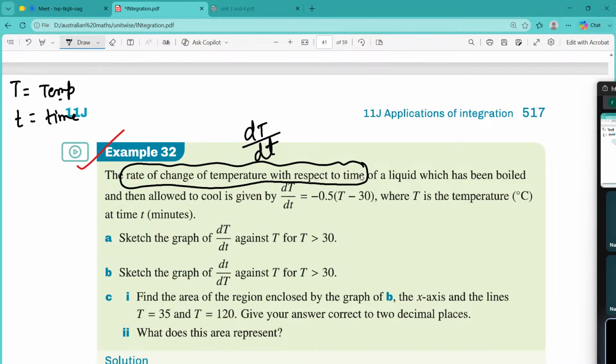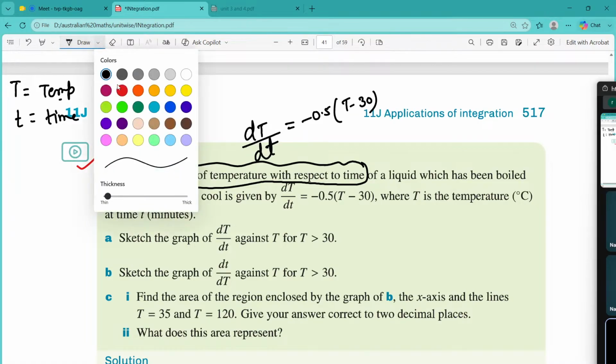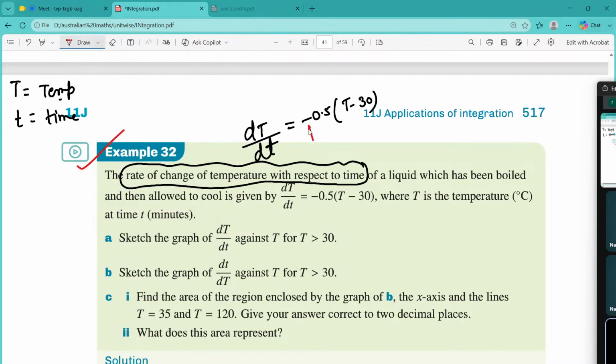So dT upon dt of a liquid which has been boiled and then allowed to cool is given by minus 0.5 times (T minus 30). We have a rate of change of temperature with respect to time. Nisa, can you explain the importance of this negative sign? What does this negative sign indicate?